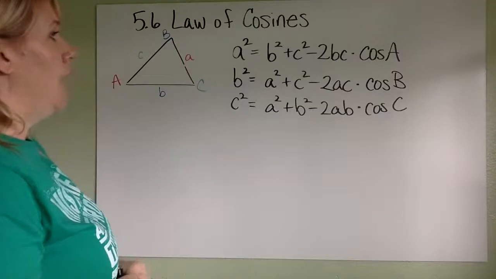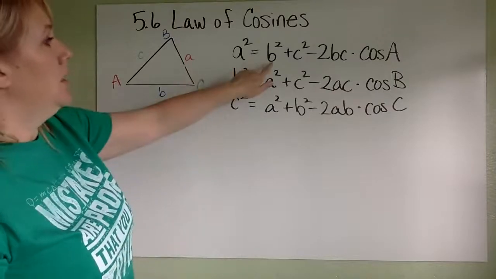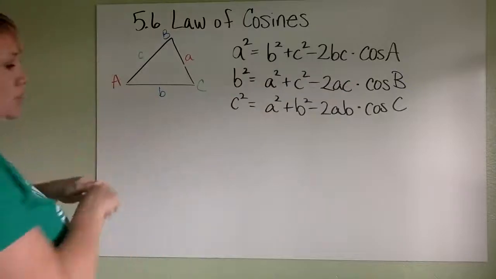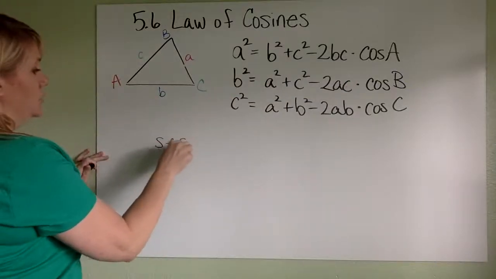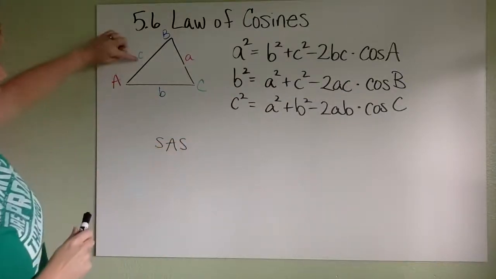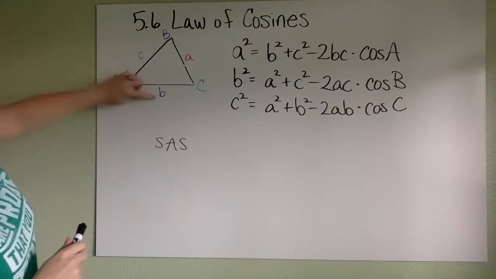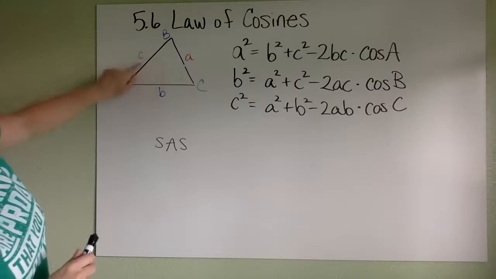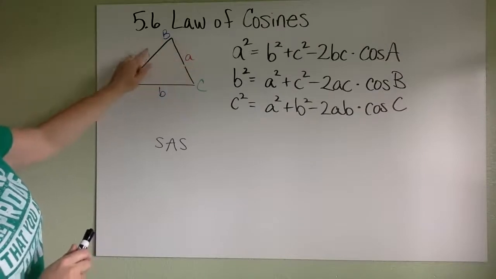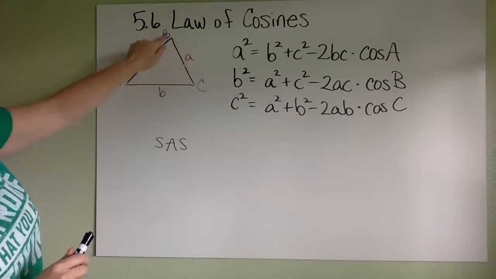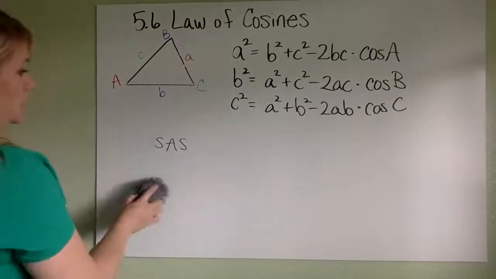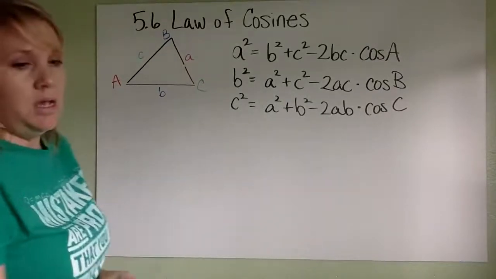Or if you have two sides and the angle between. So side, angle, side would be like C, angle A, and B. So side C, angle A, and side B. Or side C, angle B, and side A. So you're looking for the two sides and the angle between them. That's how you know you can use the law of cosines.